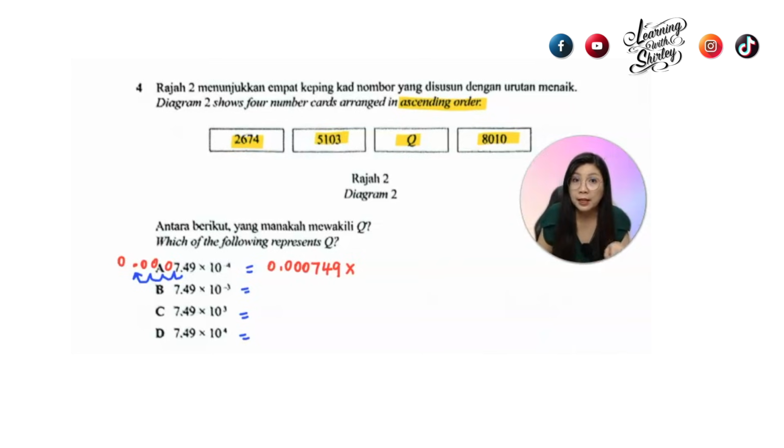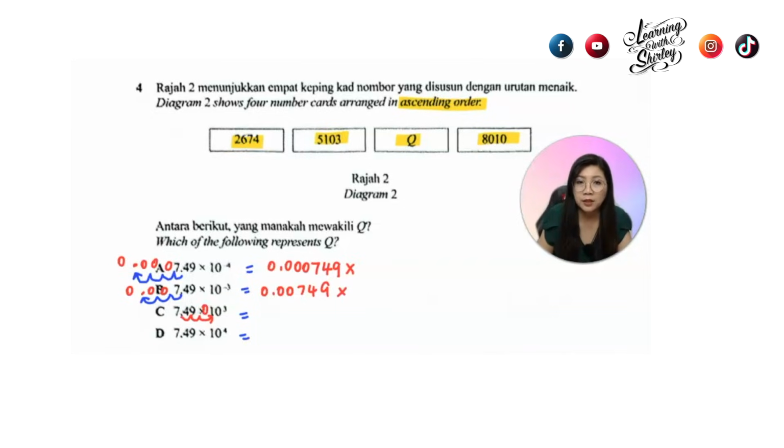The next one is 10 power negative 3, which means we move to the left 3 times. 1, 2, 3. So the point is here, 0.00749. So this is not the answer also. Next one, 7.49 times 10 power 3. For the positive power, we move 3 places to the right. 1, 2, 3.